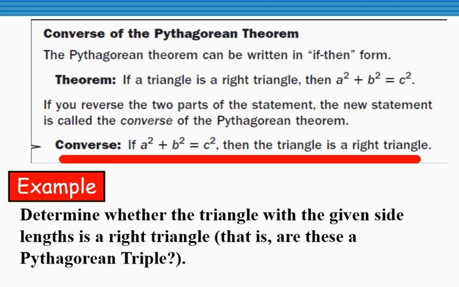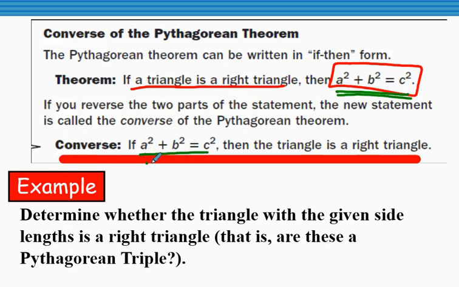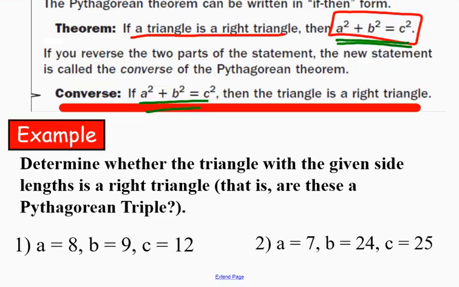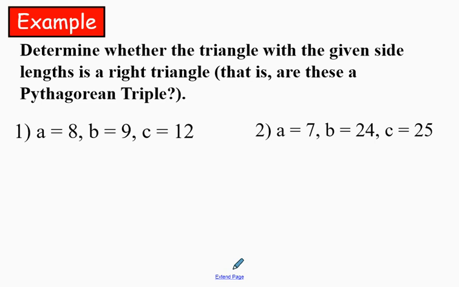Last part is the fact that the Pythagorean theorem is true both forward and backward. The theorem says this: if a triangle is a right triangle, then we know a squared plus b squared equals c squared. But actually it's true the other way around. That means if a squared plus b squared equals c squared, then I actually know the triangle is right. So the Pythagorean theorem allows me to check whether a triangle is a right triangle or not. And we would call that a Pythagorean triple.